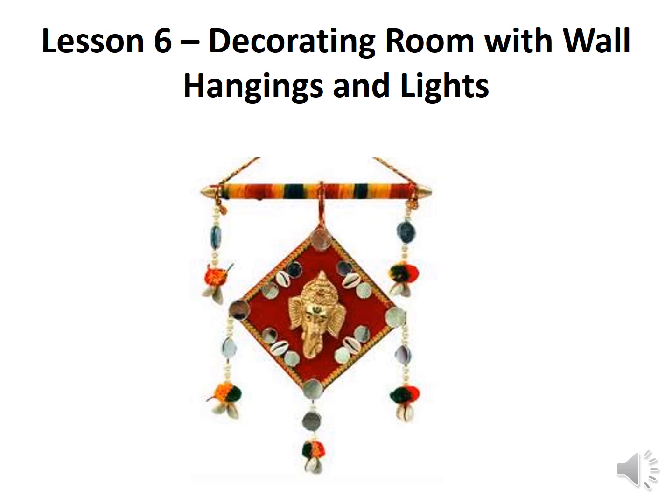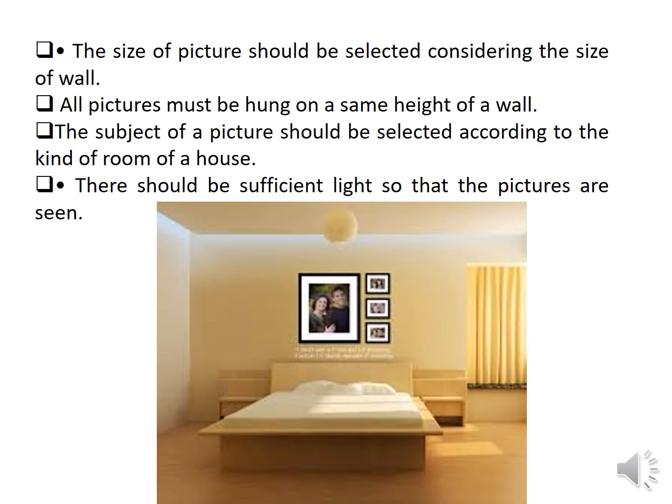Now the decorating room with wall hangings and light. These are also the elements. It also creates or enhances the beautification of our house. And here this is the example of picture. Normally in bedroom we put some family pictures, and there are some rules and regulations how we hang the picture.